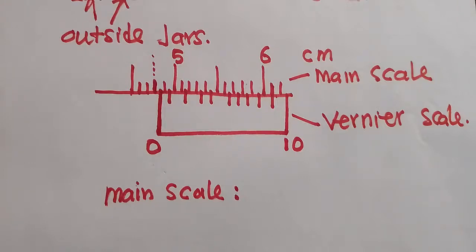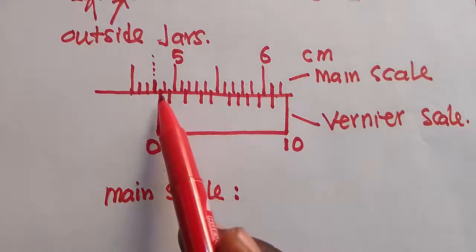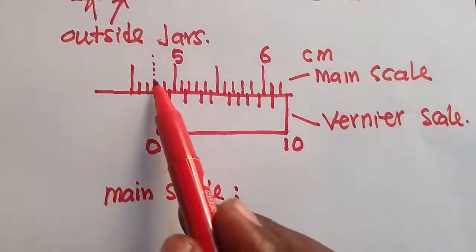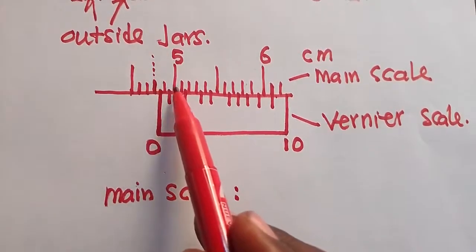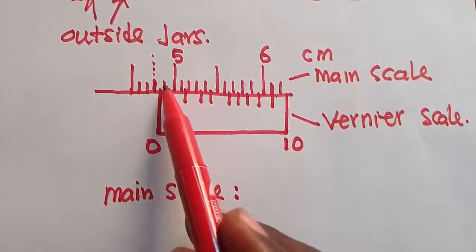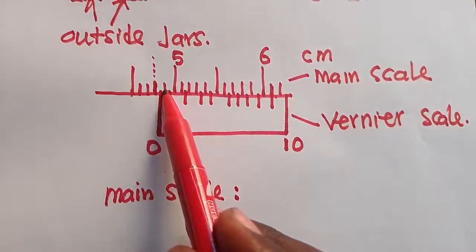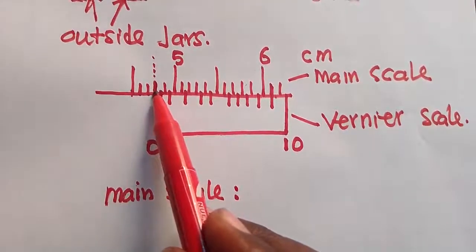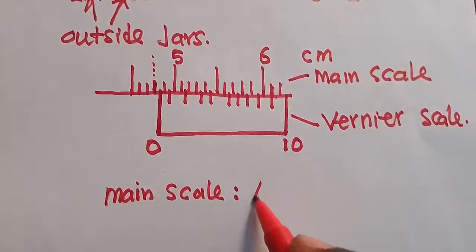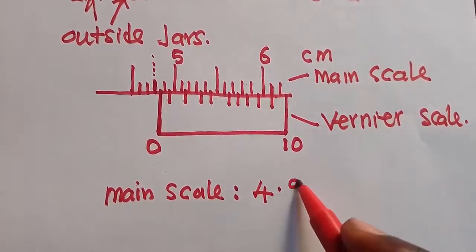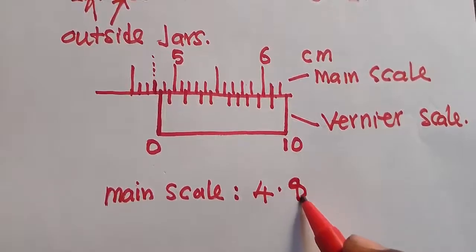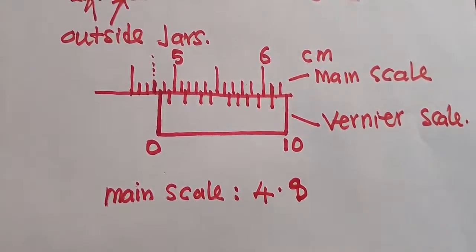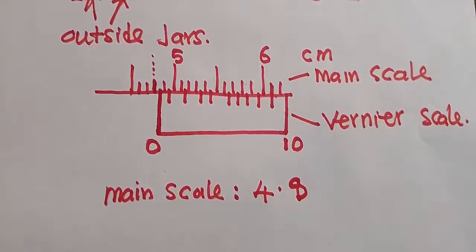Check this line here. If this is 5, this is 4.9, so this is 4.8. So the reading is 4.8, and you say centimeters.